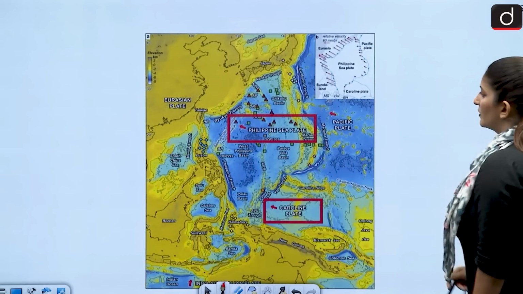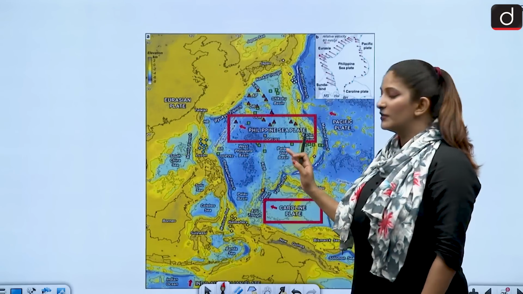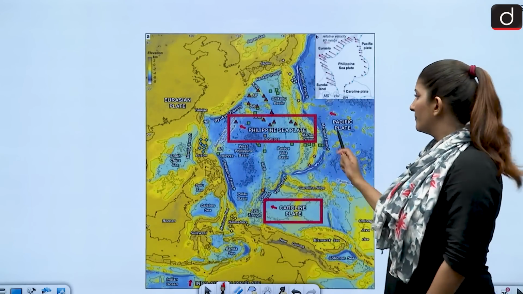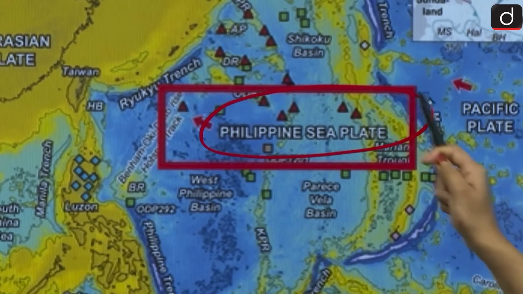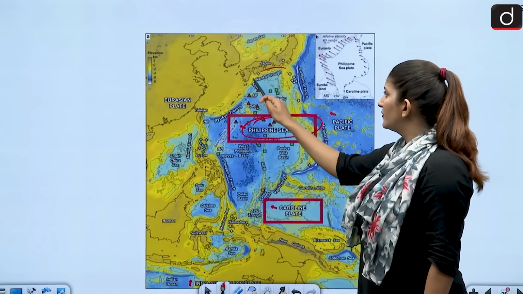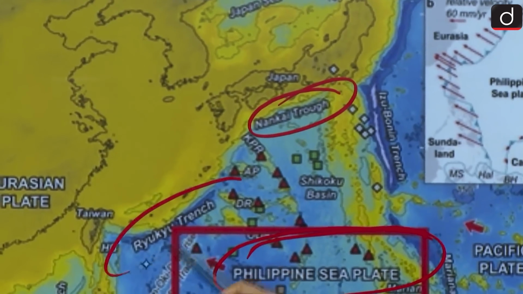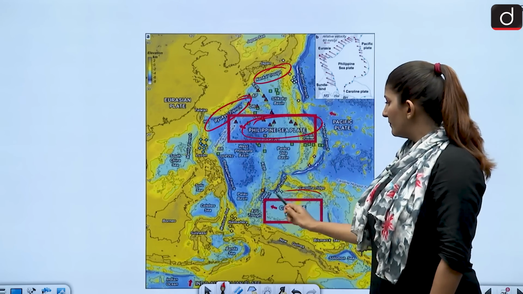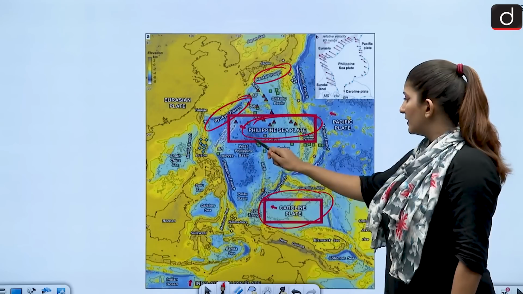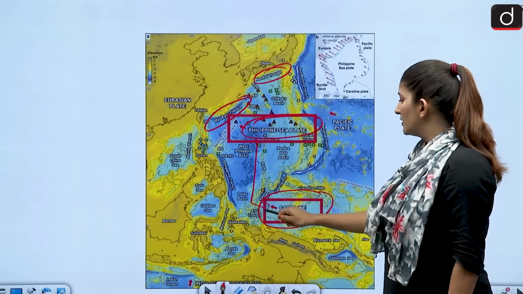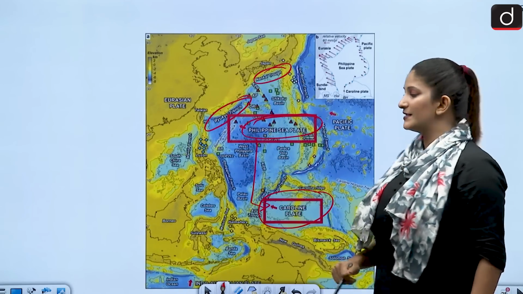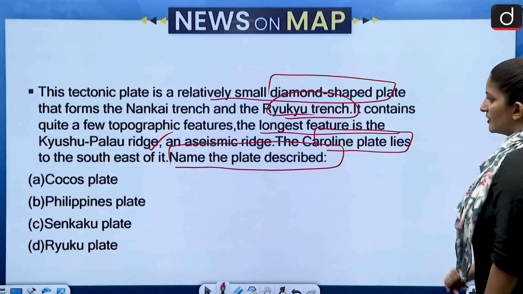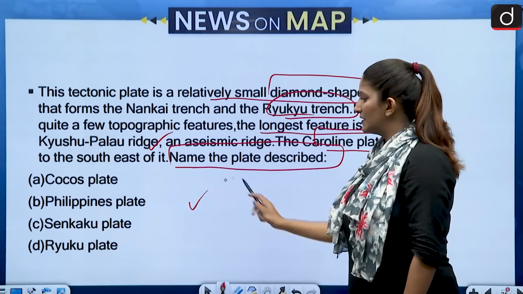So this particular answer will be with respect to the Philippine Sea Plate. This is the Philippine Sea Plate, and the Nankai Trench and Ryukyu Trench are formed by the Philippine Sea Plate. Here is the Caroline Plate that is lying to the southeast of the Philippine Sea Plate. The correct answer is option B, the Philippine Sea Plate.